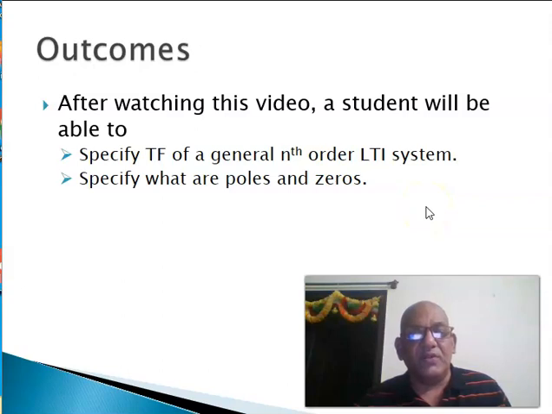After watching this video, you will be able to specify the transfer function of a general nth order LTI system and also specify what we mean by a pole and a zero.